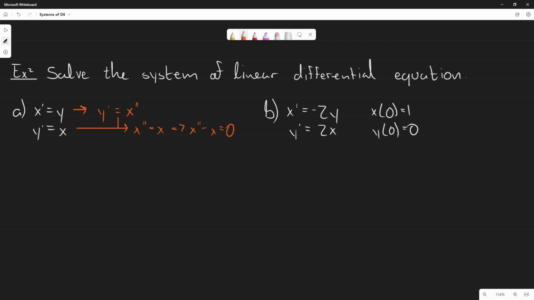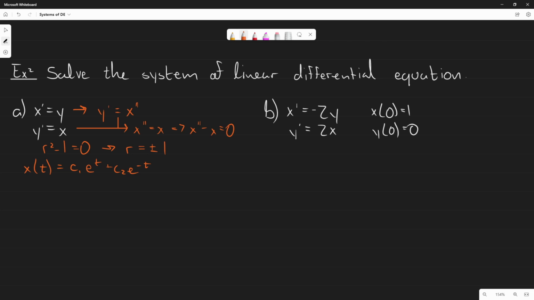And so how do we solve this? Well, this is a homogeneous differential equation with constant coefficients, so we can use the characteristic equation. When we do the characteristic equation, we get r squared minus 1 is equal to 0. So this tells us that r is equal to plus or minus 1. They are real roots. So our answer for x, x of t, will be equal to c1 e to the t plus c2 e to the negative t.